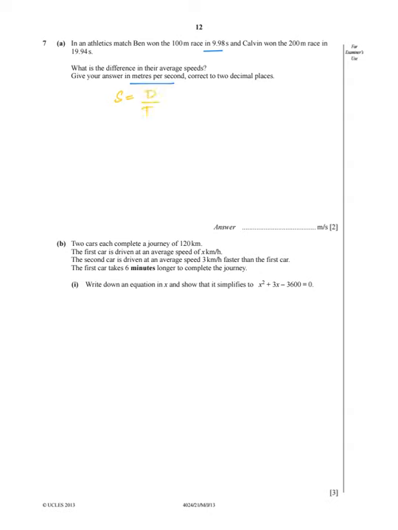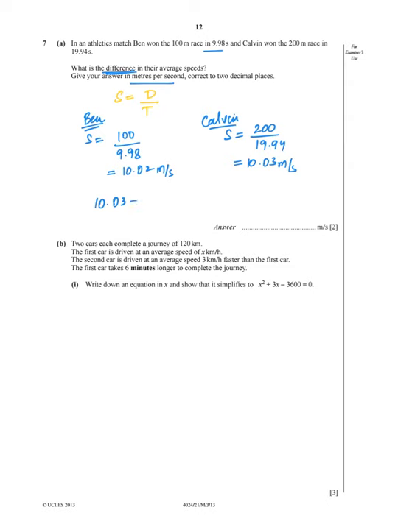If we talk about Ben, the speed is distance, 100 meters, divided by time, 9.98. Similarly, for Calvin, the distance is 200 and the time is 19.94. These are the values of Ben and Calvin's speed, and the unit is meters per second for both of them. Since it says the difference, you need to subtract 10.03 minus 10.02, so it will be 0.01 meters per second. That is your first part answer.